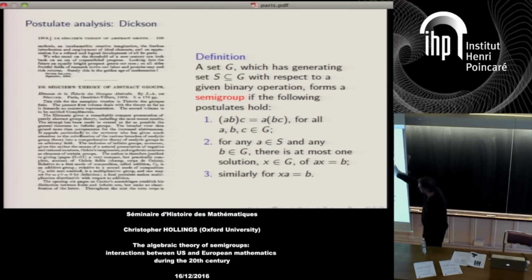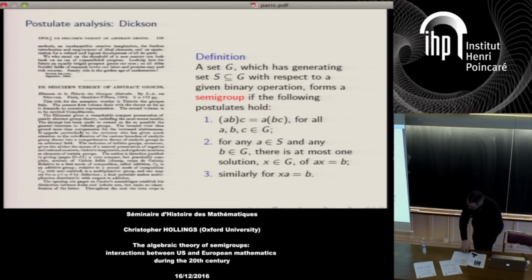De Segier had this very elaborate definition where we have a set G with a generating set S with respect to some binary operation. And he says this is a semigroup if we have the associative law and these two conditions relating to the solvability of equations. But the phrasing is not entirely straightforward, because A is from the generating set, B is any element, and so it's a little bit complicated. And you'll see, of course, it's not the modern definition of a semigroup.